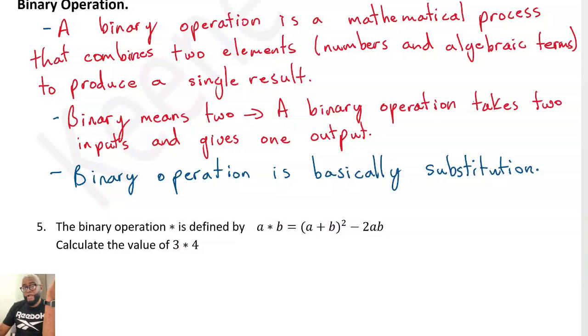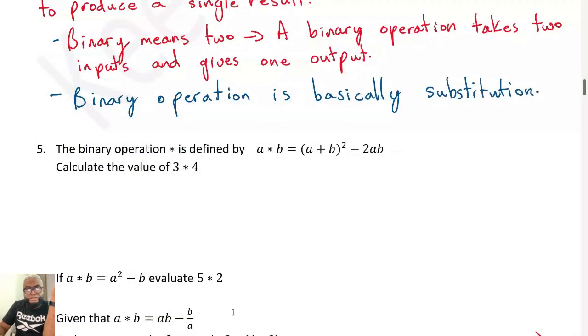Right, so a binary operation, which is asterisk, we call it this operation asterisk, is defined by a asterisk b is equal to a plus b squared minus 2ab. That is the binary operation. And you know what they come and ask you to find out? 3 asterisk 4. It's like substitution. They're telling you a is equal to 3, b is equal to 4, solve. It's basically a substitution question.